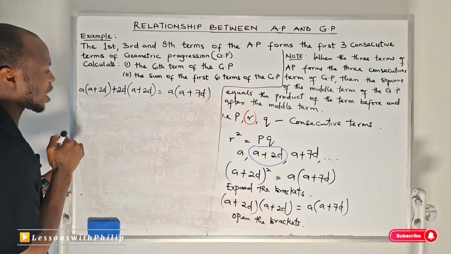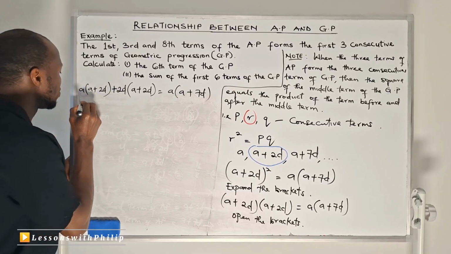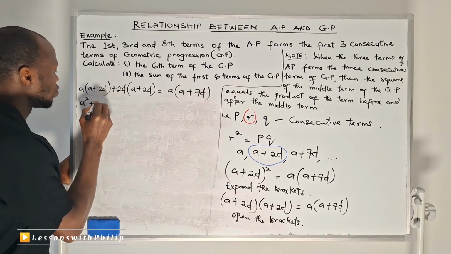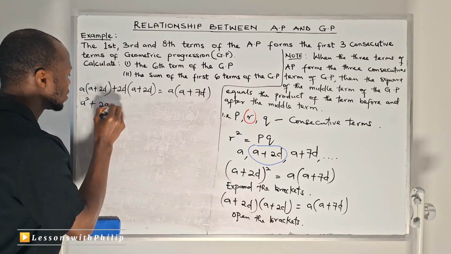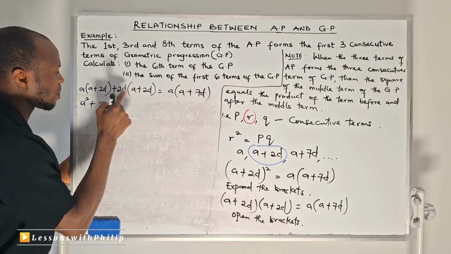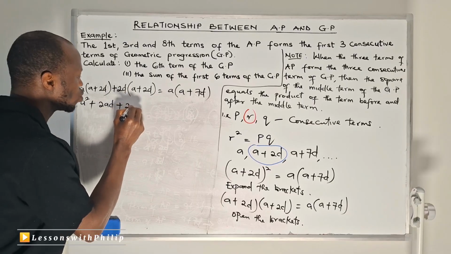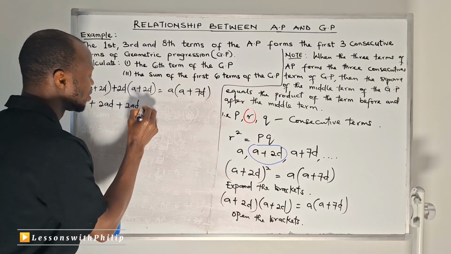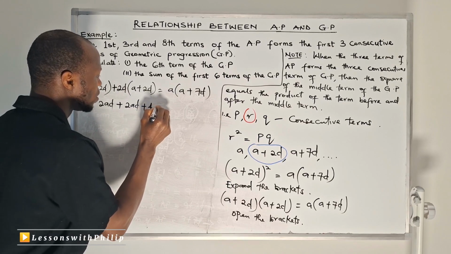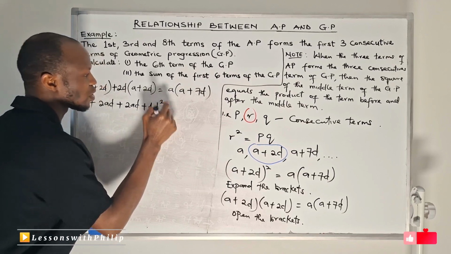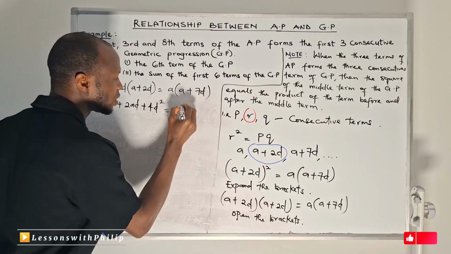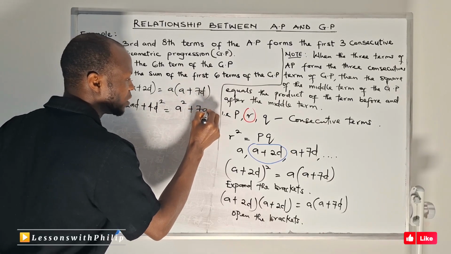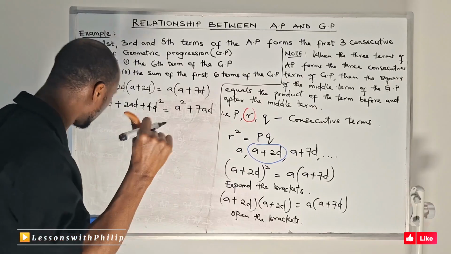If I open this bracket further, I have A times A will give me A squared. Plus A times 2D will give me 2AD. Plus 2D multiplied by A will give me plus 2AD. Plus 2D multiplied by 2D will give me plus 4D squared. Equals A times A will give me A squared. A times plus 7D will give me plus 7AD. Do you get it? Correct.